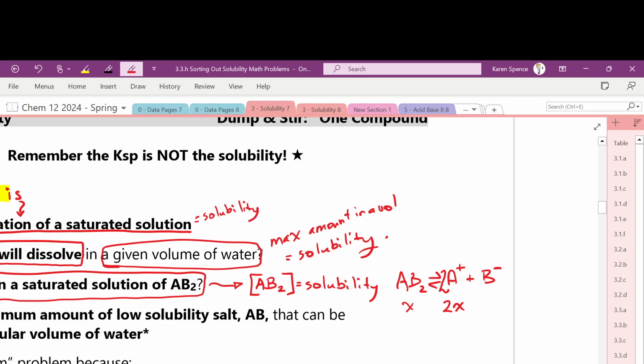Oh, AB2. I'm so sorry. AB2 gives you A2+ plus 2B minus. There we go. So if you were asked to find the concentration of A, you would find the solubility, and then you'd be able to find the concentration of A just using the stoichiometry.